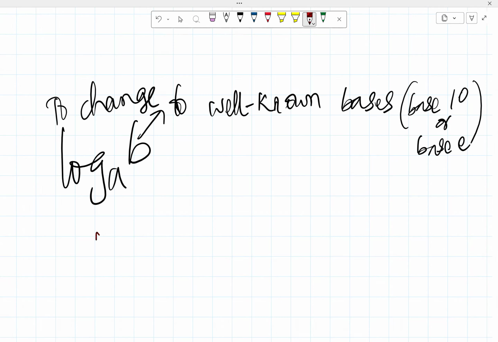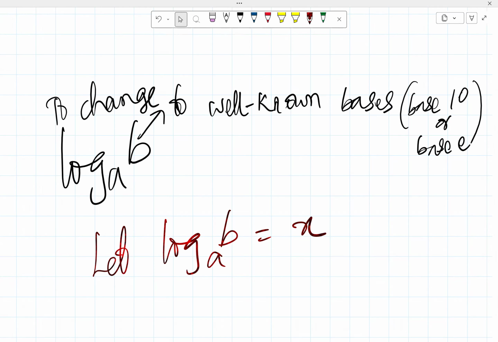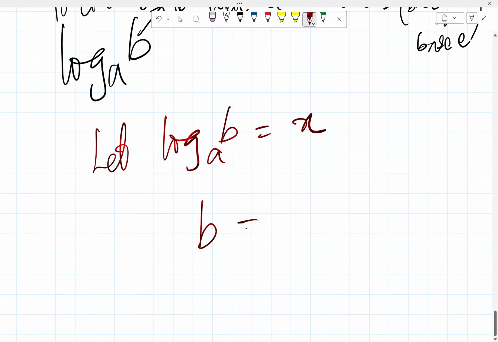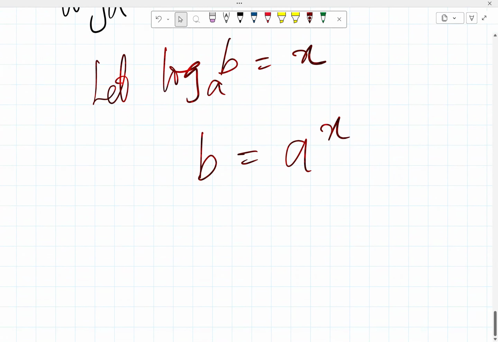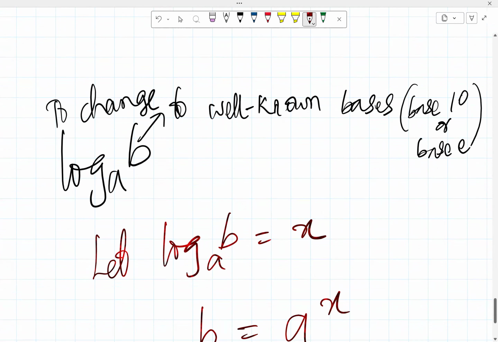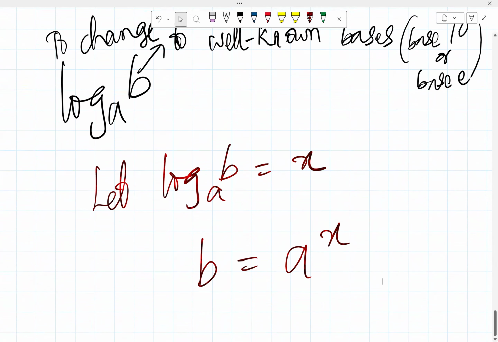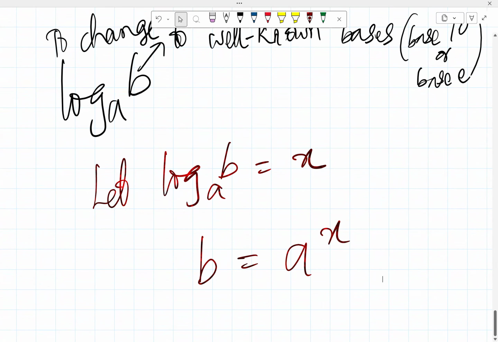First thing, you say let log b to base a be equal to x. If that is the case, it means that b is equal to a raised to power x. We know that much. So next thing, you can now take maybe log to base 10 or log to base e of the two parts now. Anyone you choose.